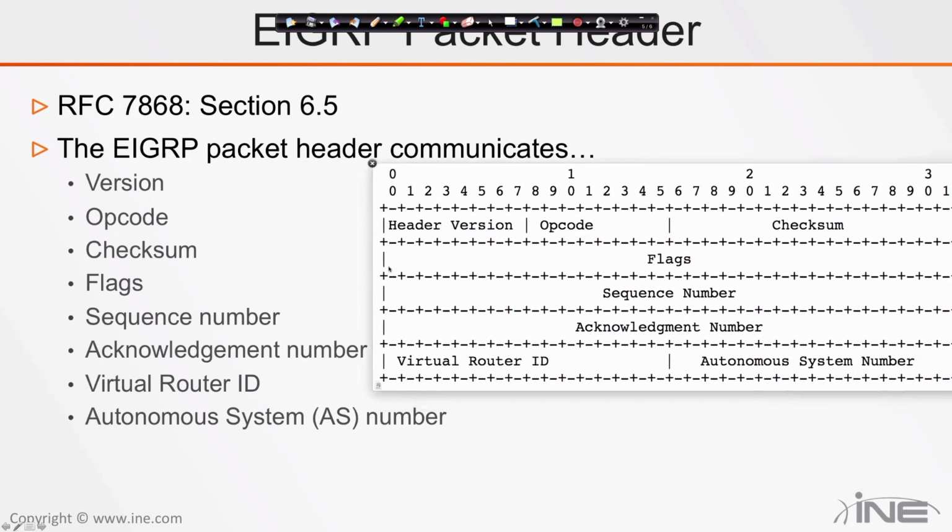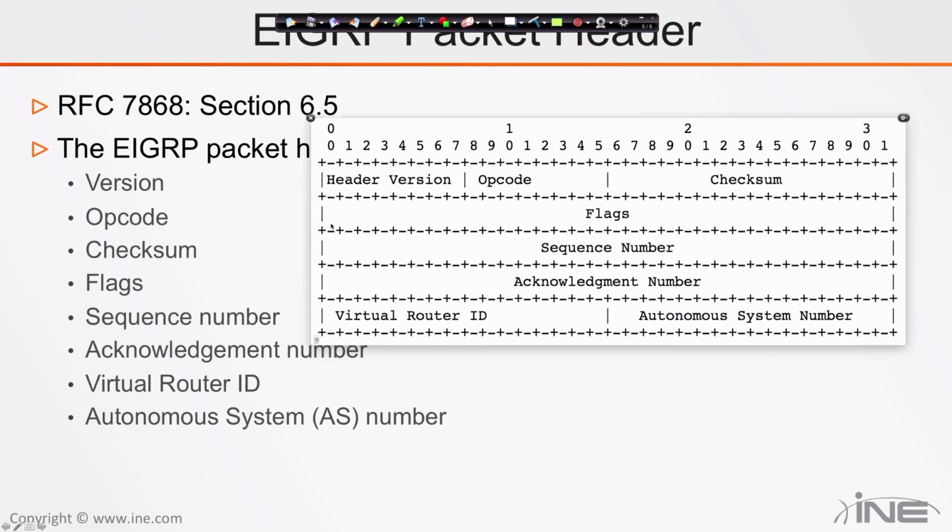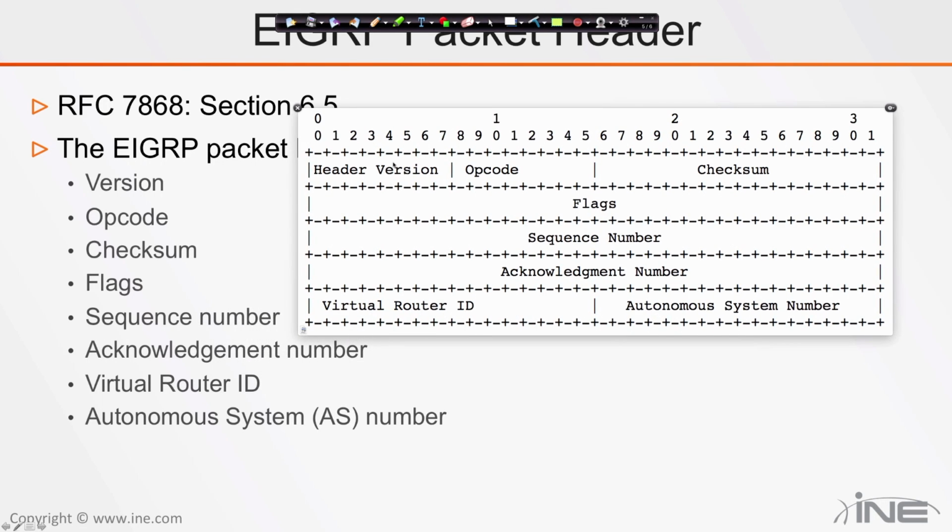If I were to pull this over here, you can see these are all going to match up, right? So here's the header version. The current version is 2.0. Here's the opcode field. We'll take a look at the different opcode values, whether it's a hello packet with an opcode of 5 or it's an update packet. We've got the checksum value, making sure that it is valid. We've got flags, and we'll dig into these flags. We've got the conditional receive flag. There's a restart flag, end of table flag, and the init flag.